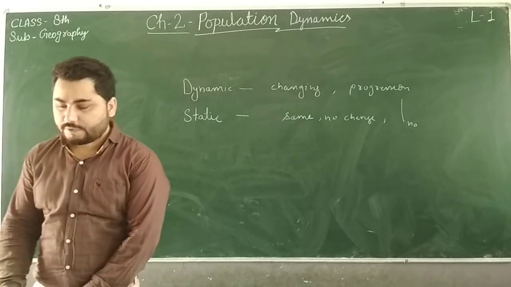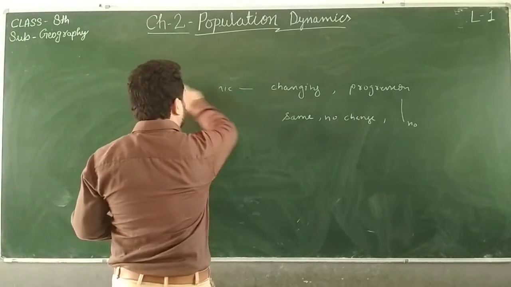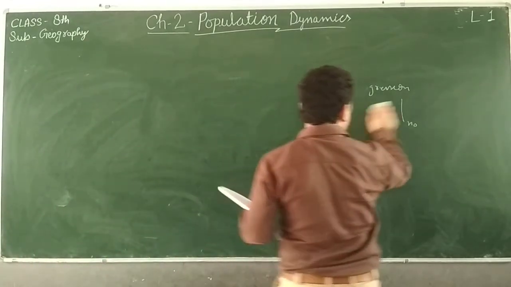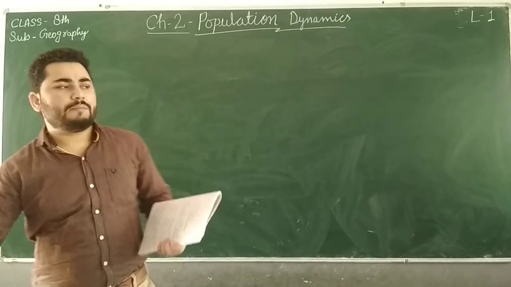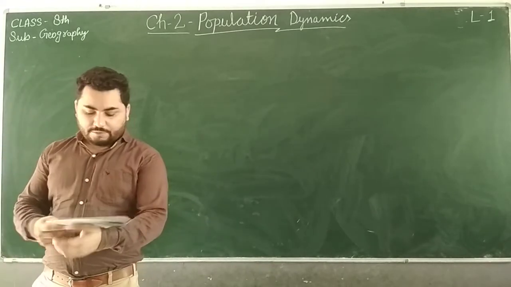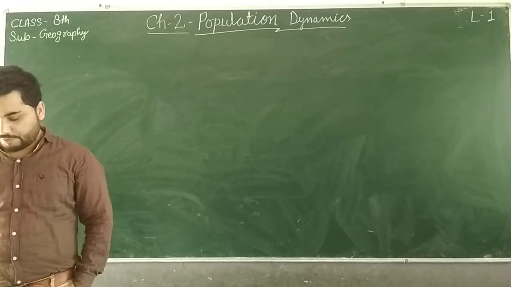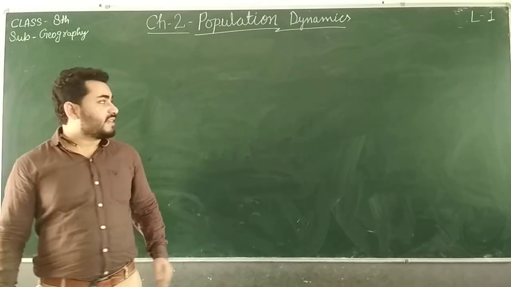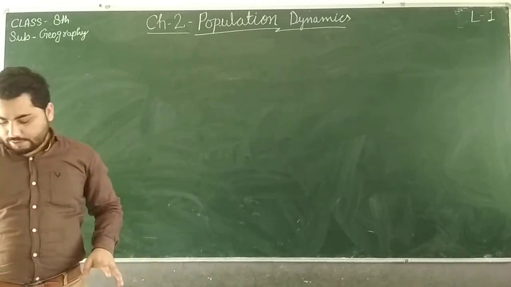The first thing we need to see is what this chapter is all about. So this chapter is about the people and their counting, the number of people, the population. In this chapter we will study the reasons responsible for population growth. And we have already studied the meaning of dynamic and static.